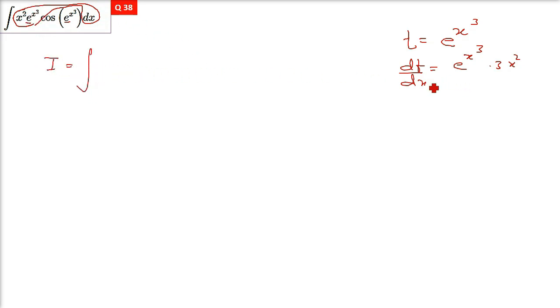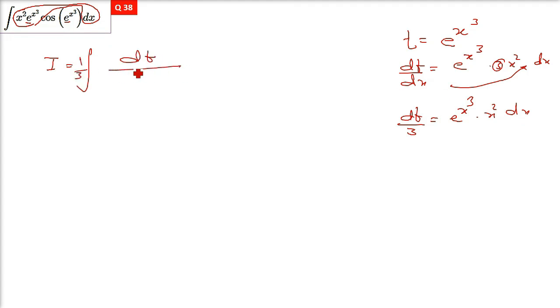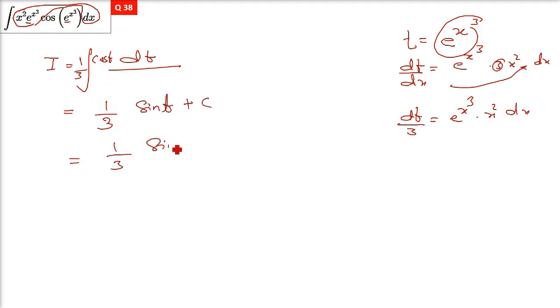So for this integration, let's bring dx here, and there will be 3 in the denominator with dt. It will be dt by 3, and all other things on the right, e raised x cube, x square dx. So only cos t will remain. Dt by 3 you can write like this, and cos of anything will have a direct integration. This is cos t. So this cos t integration will be sin t. 1 by 3 is already there, plus constant of integration. So the final result will be like this: 1 by 3 sin of e raised x cube. Now keep it in the bracket and then add a constant of integration. So this is your final result.